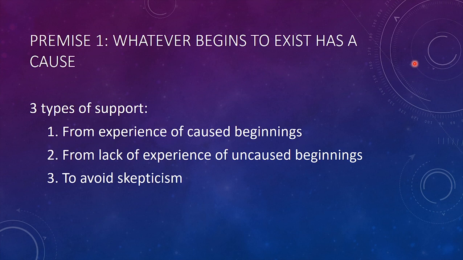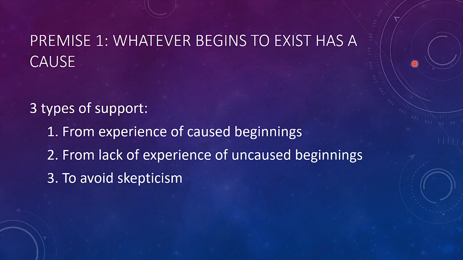A third type of support, which is less well known in the popular discussions of this argument, is from epistemology. This is about our knowledge. How can we know things? You might think that knowledge is based on some rational support, but if things can just begin to exist without any cause, then what's to stop all of our beliefs and our experiences from beginning to exist uncaused? I'm going to talk a little bit more about this in a moment.